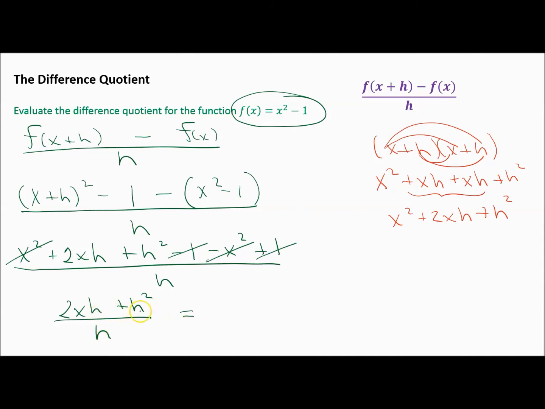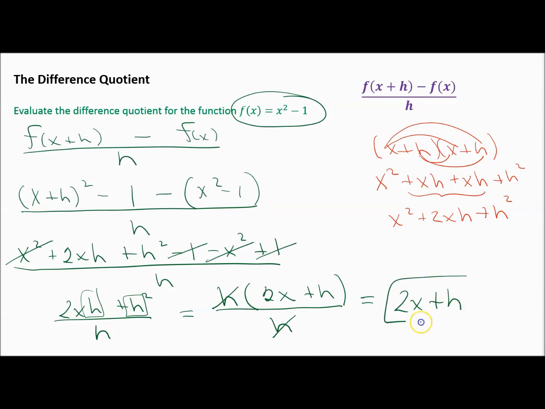The best thing to do is factor out that common h. So if I factor out an h right here, that leaves me with 2x. And I factor out an h right here, that leaves me with plus h over h. So make sure you see that. I factored out this common h, pulled it out front, and that leaves me with 2x plus one of those h's is still there. Now I can cancel this h and this h, and my final result for this difference quotient is 2x plus h.